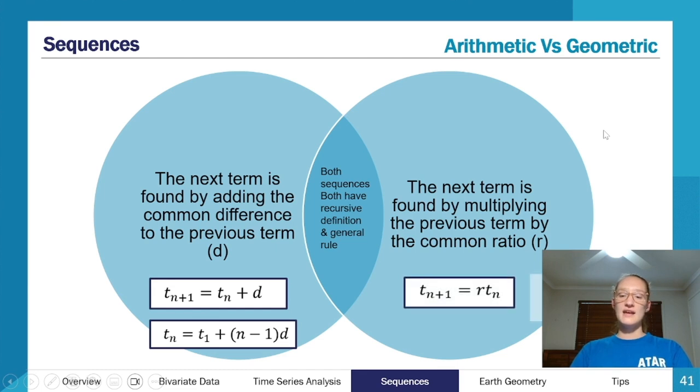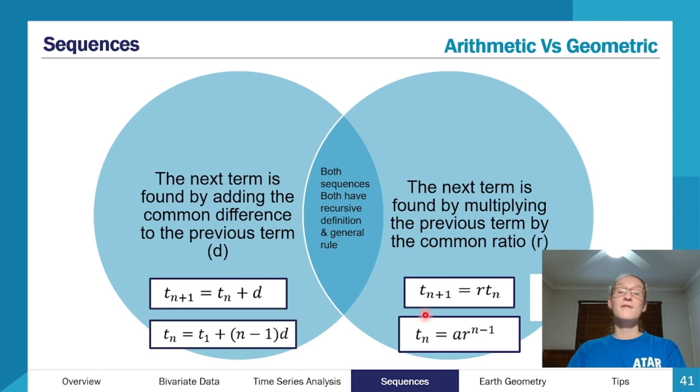So you can see here, I'll just pull up all our formulas. This is our recursive definition of a geometric sequence. We've got Tn+1 = R, our common ratio, multiplied by Tn. So to find the next term, take the previous term, or the current term we're looking at, and multiply it by that factor, that common ratio, which is what we're multiplying it by every single time.